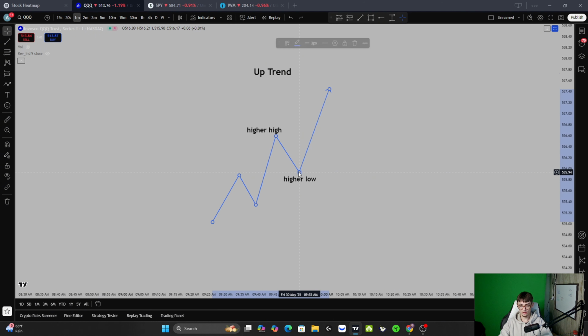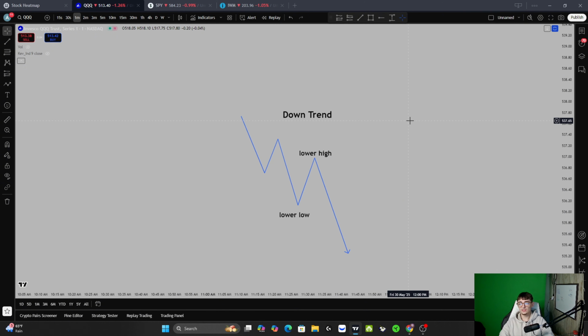Now, if this low were to be below this low, this would not be an uptrend. This would just be a continuation of a downtrend, being that we did not hold the bullish structure. We did not make a higher high and a higher low.